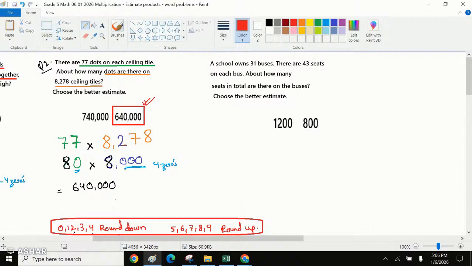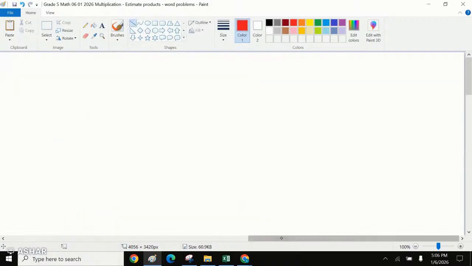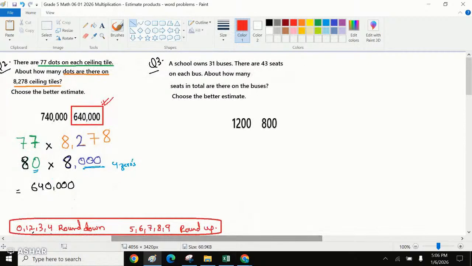estimate, okay? So for question number 3, it says a school owns 31 buses, right? So whatever the question is given, we always highlight our requirement. Given information, we need to collect the data, right? There are 31 buses and each of the bus has 43 seats, right? So that means what we need to find is how many seats are there in total on the buses.